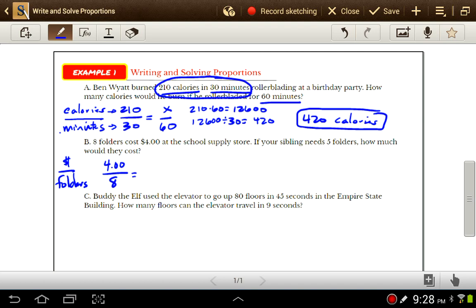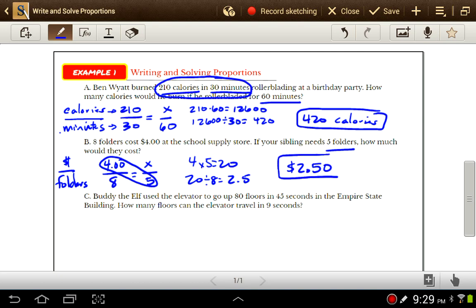For my other ratio, it says if your sibling needs 5 folders, how much would it cost? So the 5 folders is going to go in the denominator because 8 and 5 represent the folders. I'm going to put the X, the unknown amount of money that we need. I multiply the two that I know. So I'm going to do 4 times 5, that's going to equal 20. And then I'm going to divide it by the other number. 20 divided by 8 is 2.5. Now I have to know how to write that as an answer. For money, since cents is involved, I have to have 2 digits after the decimal point. So this would be $2.50. The 0 goes after the 5. Okay, we can add zeros after the 5.